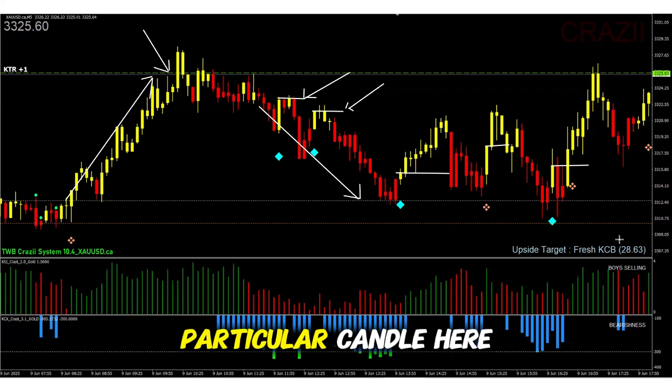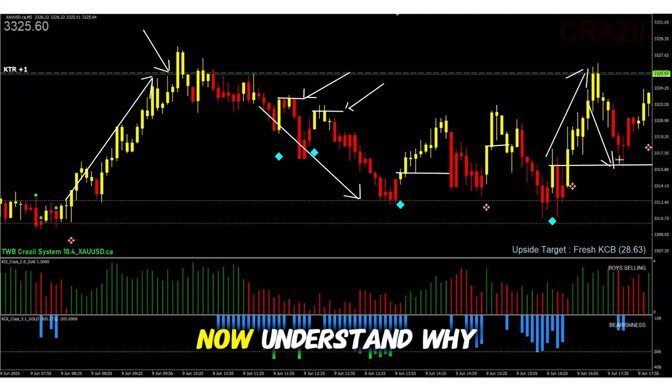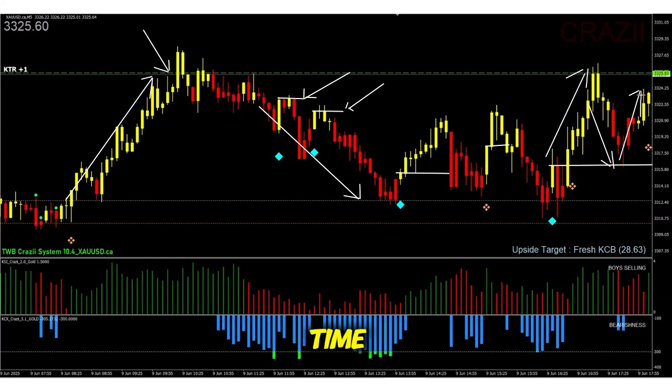All right, and you see this particular candle here. This is beautiful. Look at this. This is a blue diamond. You draw a line. Oh my God, look at this. This is amazing. See that? Now understand why the market basically, at times, always rebounds at a certain point. With the blue diamond, or 4 diamond, it becomes very easy to see.